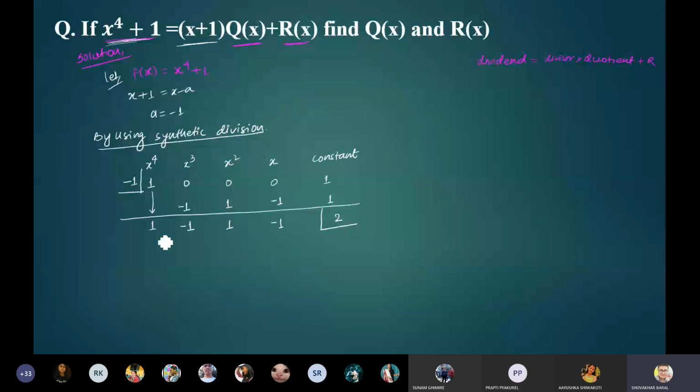First line, I have written the variables. Second line, I have written this minus 1, 1, 0, 0, 0. This is the first line actually: minus 1 and the coefficients here in the first line, and the product on the second line, and the quotient and the remainder on the third line. So your quotient q(x) will be, let me write as the question demands here.